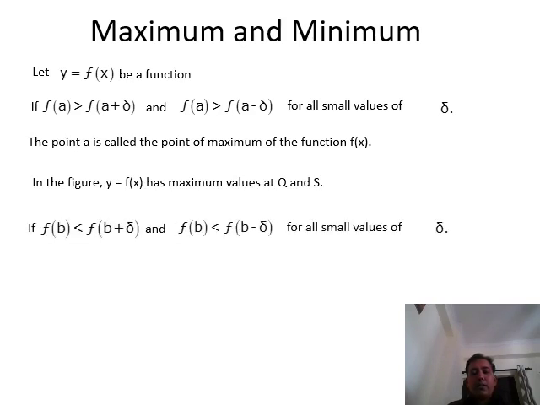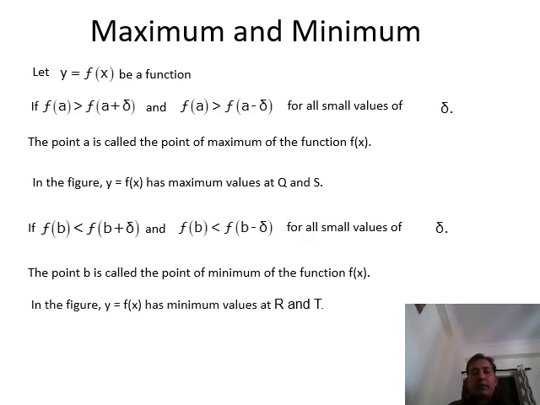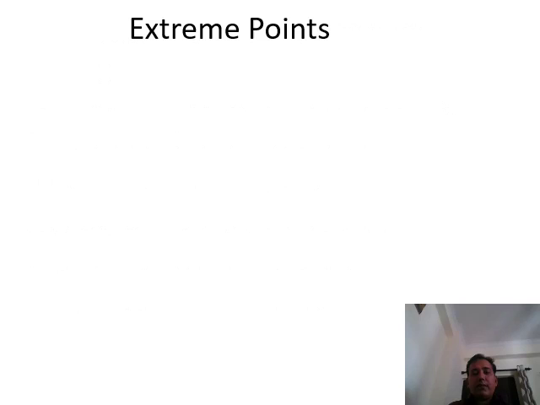If f b is less than f b plus delta and f b is less than f b minus delta for a small value of delta, the point B is called the point of minimum of the function f x. In the figure, y is equal to f x has minimum values at R and T.